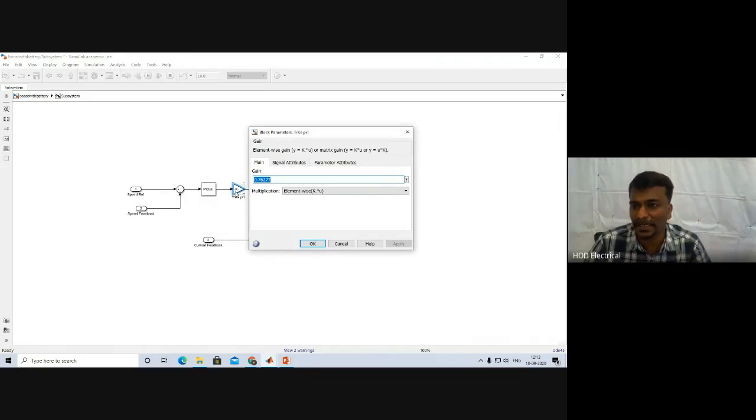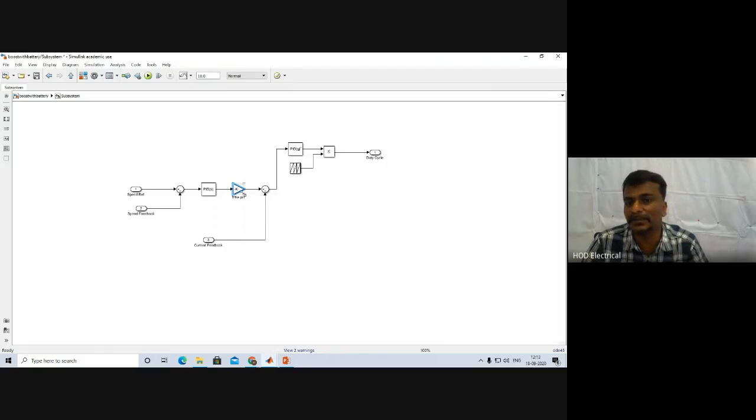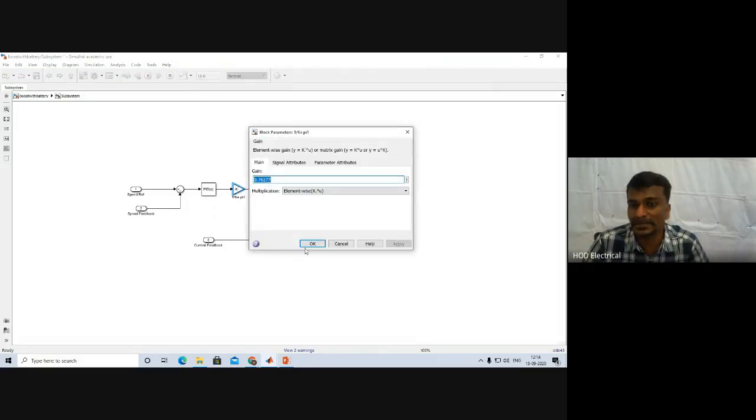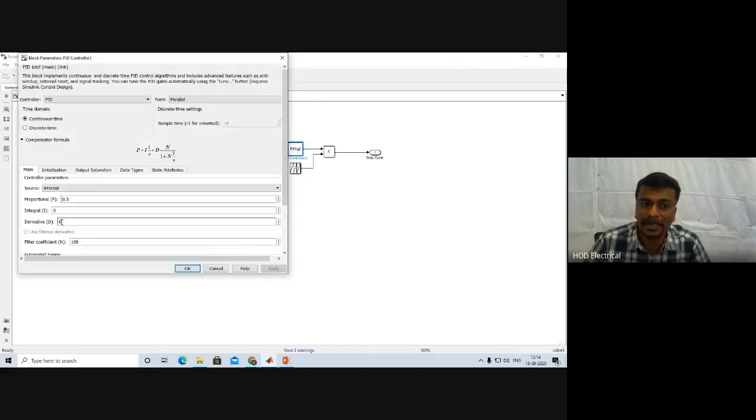We know this is a separately excited motor, therefore torque equals K into Ia. From this, Ia equals torque divided by K. So from this we get the answer 0.76277, which we can call the current reference. The current feedback I have connected here. Then the output is given to the PID controller, for which I have chosen these KP and KI values.